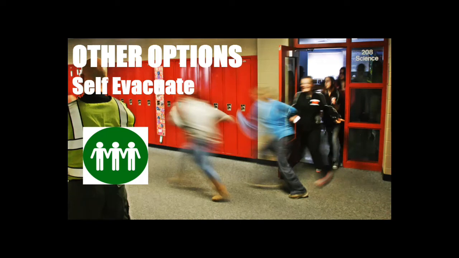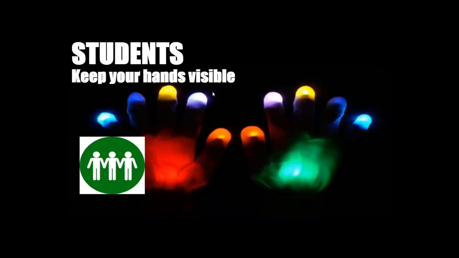If there's not a teacher there and something is happening and they need to get out of there and they feel they're in danger, they are allowed to self-evacuate. They need to get to their destination or where they feel safe, and then they need to contact the school. A police evacuation is a little different. For students and staff, make sure that your hands are visible. Therefore, you're not deemed a threat.